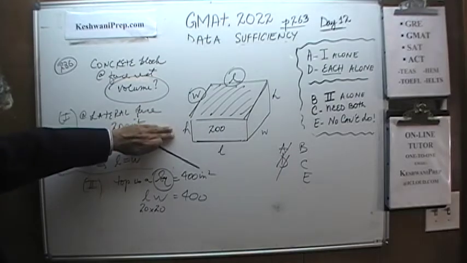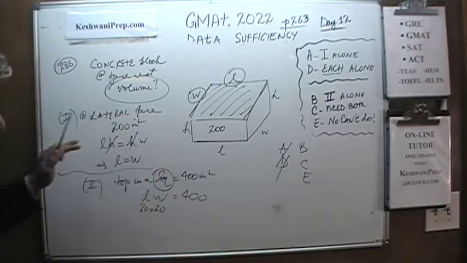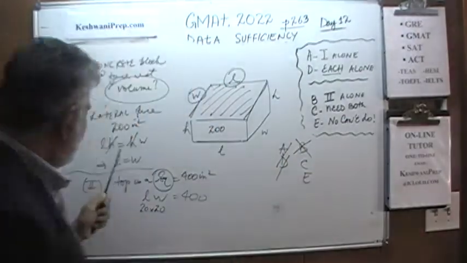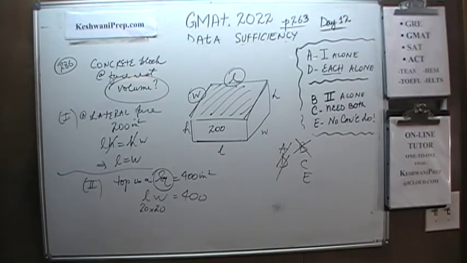But if you look at only the second statement, we know nothing about the height. The second statement by itself is not enough. We need to put them together. When we put them together, now it will get somewhere.